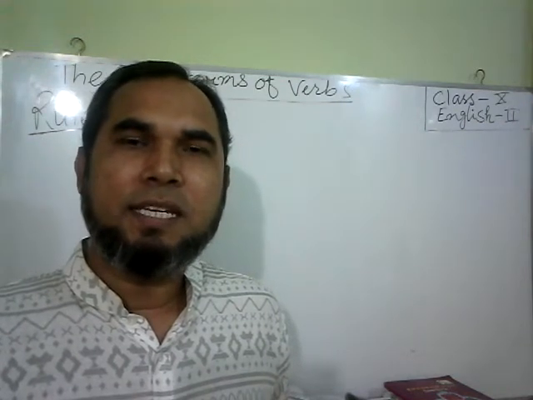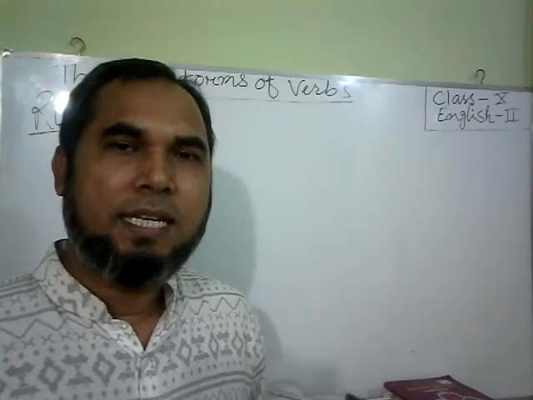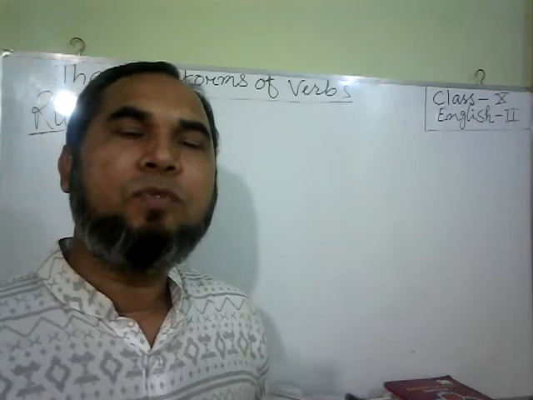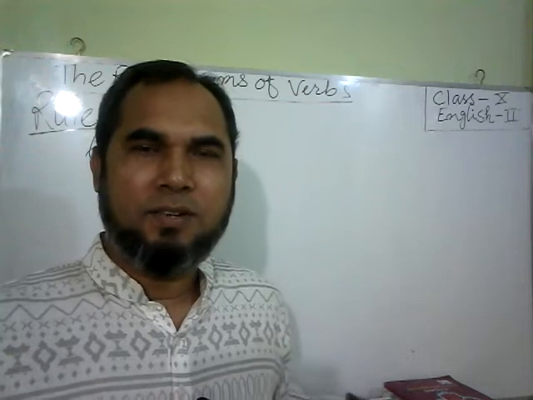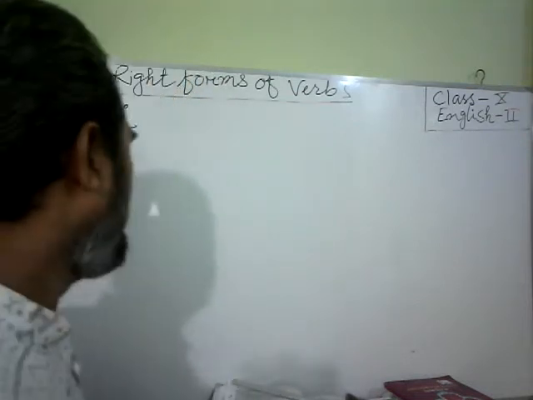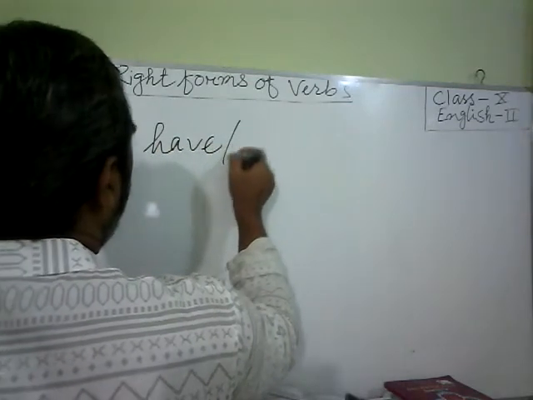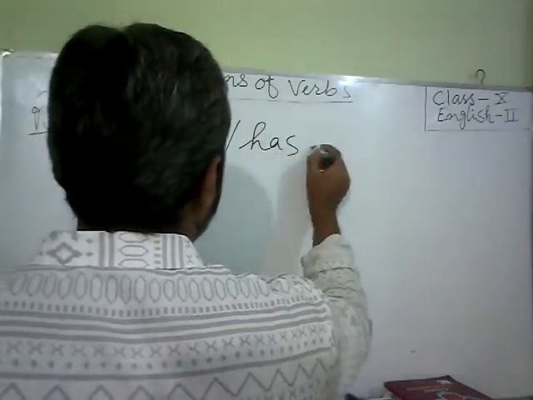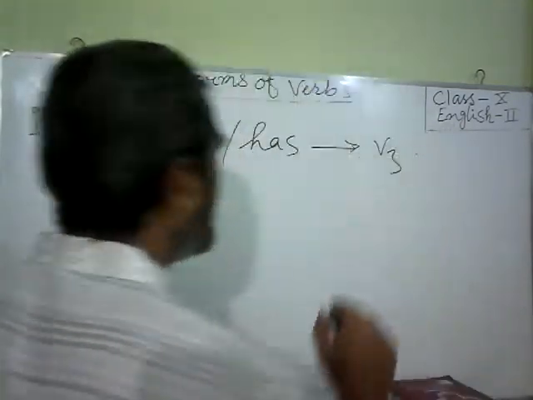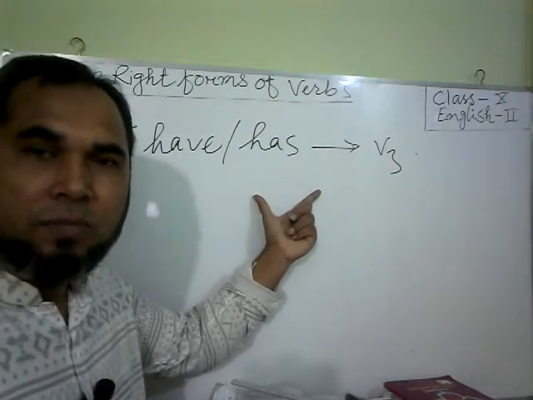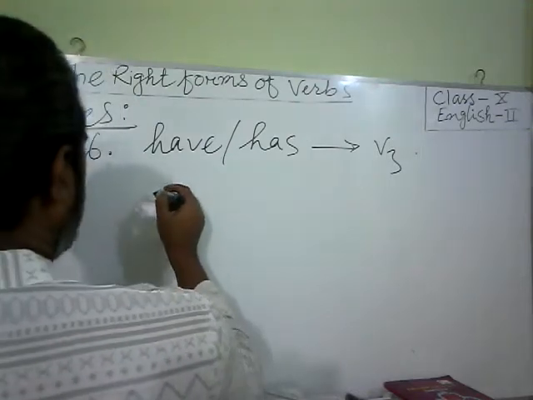In other words, after the subject, if there is have or has, the verb will be in past participle form. You know it, this is a very easy rule. Let us give you an example here. If we have have or has, then the verb will be in V3, that is, the past participle form of the verb.